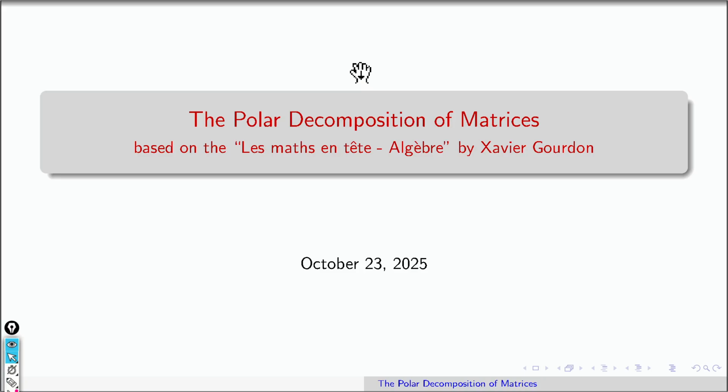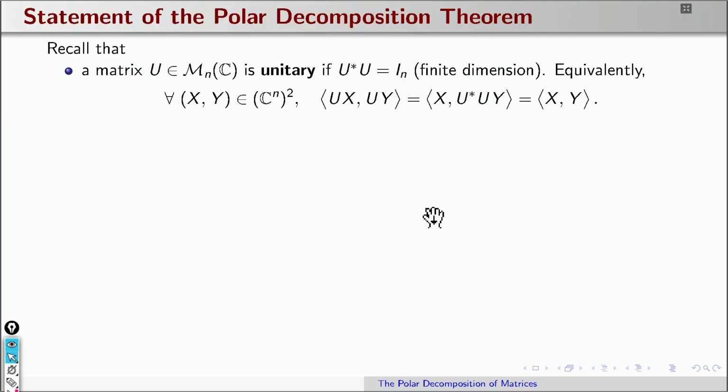Hello everybody. Today I will present the polar decomposition of complex matrices as explained in the book Les maths en tête by Xavier Gourdon. Let us start with some definitions. An n times n matrix is unitary if U transpose conjugate times U equals the identity.